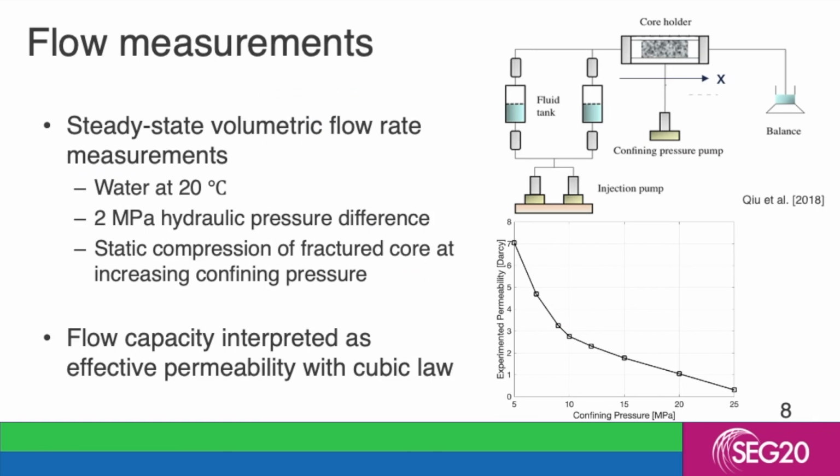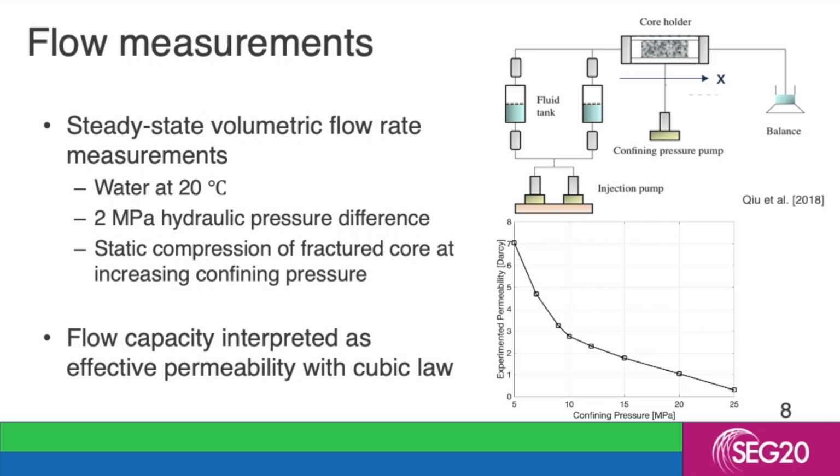And experimentally, we conduct the flow measurements using steady-state volumetric flow rate measurements. So we inject water at 20 degrees Celsius with 2 megapascal of hydraulic pressure difference on a confined fractured core, and the flow is driven in the x direction as shown in the figure on top. We measure the 30-minute average flow rate across the fracture under a given confining pressure, and we repeat the experiment under increasing pressure. So at the end, we can represent the flow capability of the compressed fracture and interpret it as the effective permeability with the cubic law.